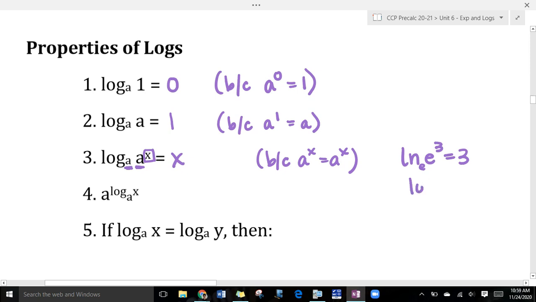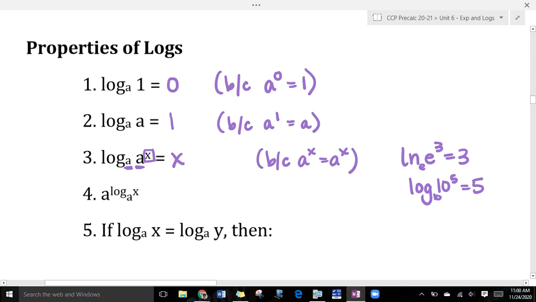Or what if I did this? Log of 10 to the 5th. Remember, a log with no base is automatically a 10. So base and argument are both 10. My answer is my exponent of 5. Okay, so just a couple nice examples there. If you recognize those, you're going to save yourself some trouble in the long run.